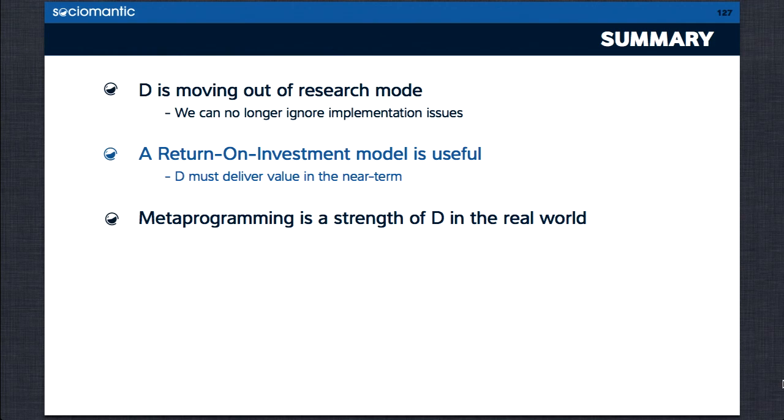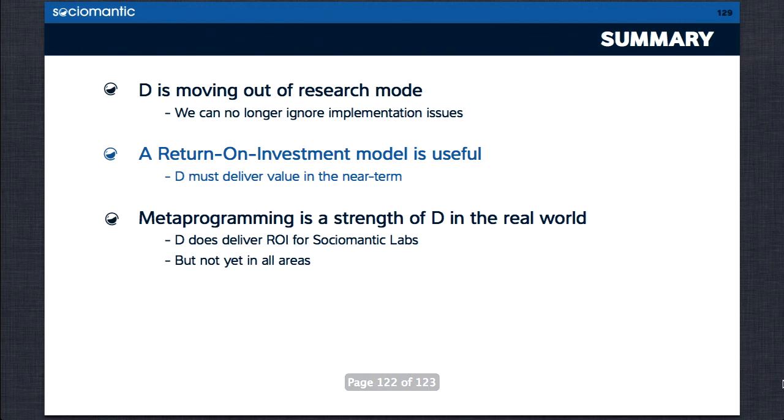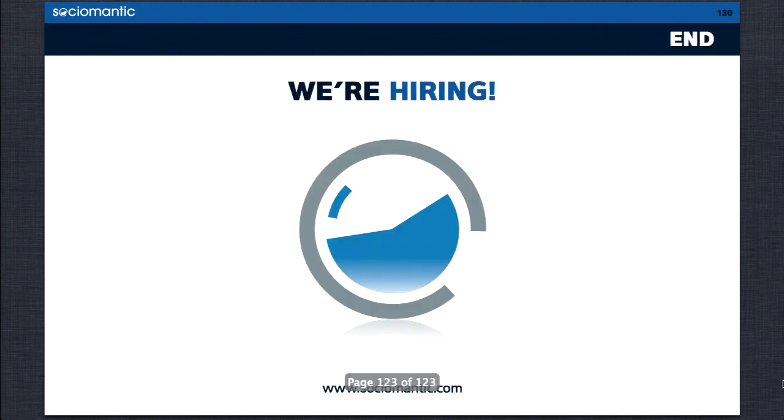Our experience has shown that metaprogramming is a strength of D in the real world. Though it wasn't originally planned, this is a big strength of the language. And it does deliver return on investment for Sociomantic Labs. We have actually made money with this, and quickly. But some parts of the language, not. IDEs is a big one. We're losing money. We're losing a lot of money through the bad IDEs. So let's make it happen.